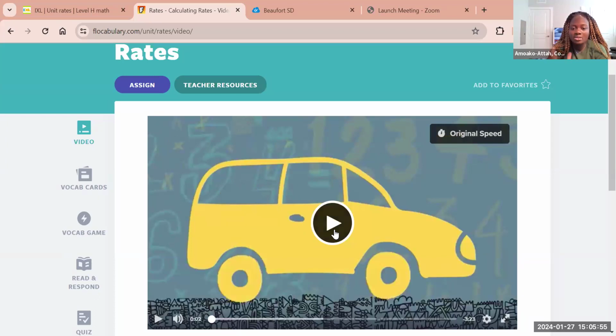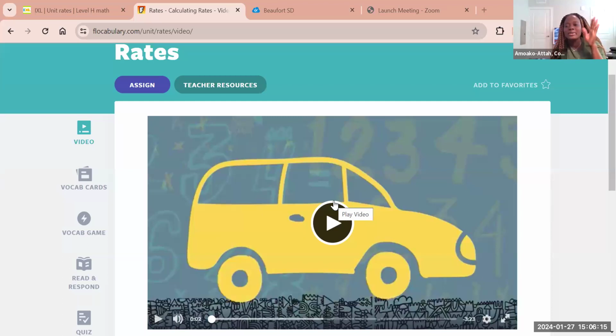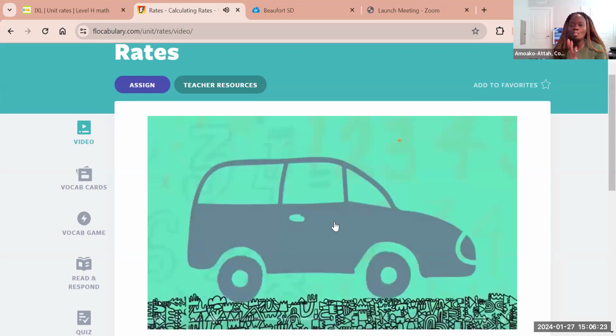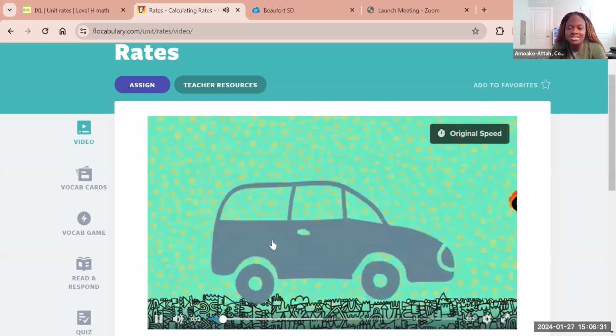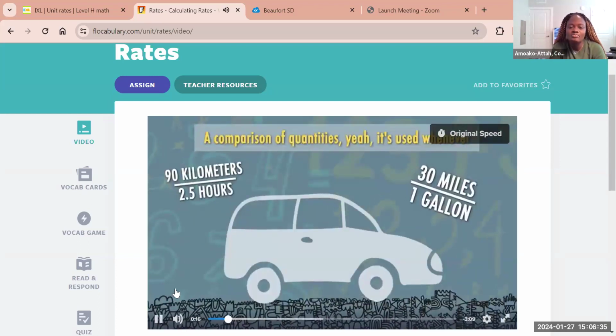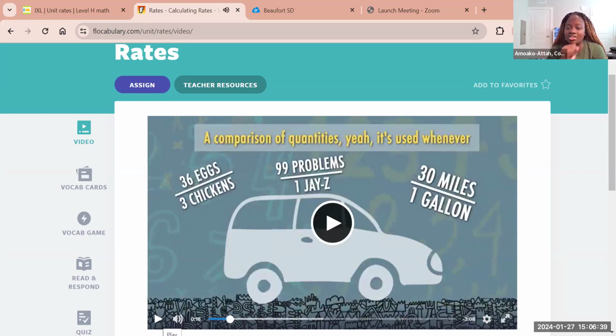Now we are quickly looking at vocabulary, some definitions, and some examples of rates. This video talks about a road trip we are going to have. We are going to look at how many miles we can travel within a certain amount of time, so you are comparing the miles, or the distance, to time. Now let's see what the video entails. So this is basically the definition of a rate: the comparison of quantities of different units.